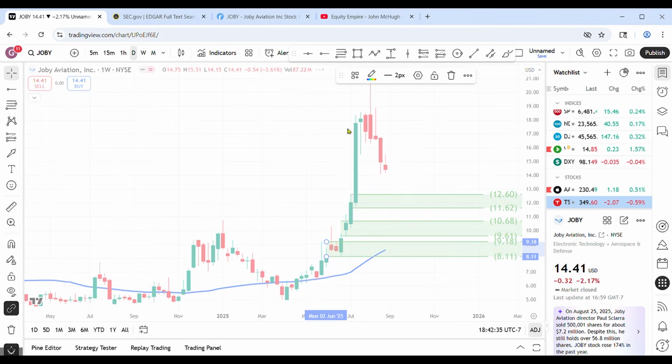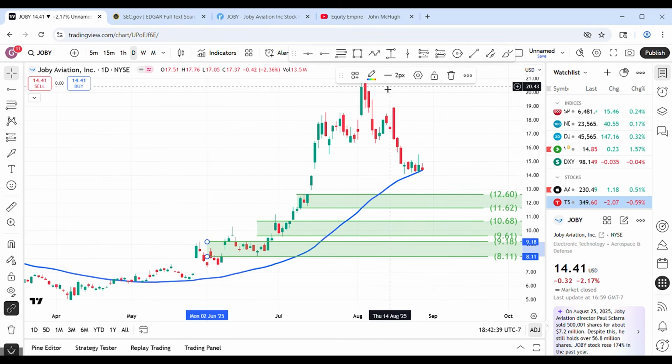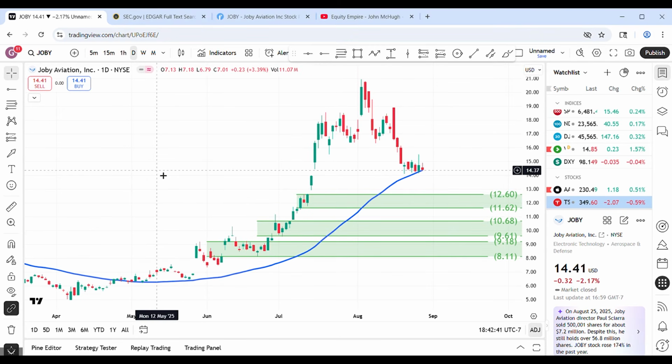So multiple ways to consider if you're anxious or eager to get into Joby Aviation because you want to participate in the flying taxi phenomenon over the next several years, but you wanted to buy the dip. Four options for you. One, buy the dip at current price at the 50-day moving average. Entry point number 2, right at the 2-year breakout point in the 1260 to 1162 support level. Entry number 3, at this year's breakout point, the support level between 1068 and 961.